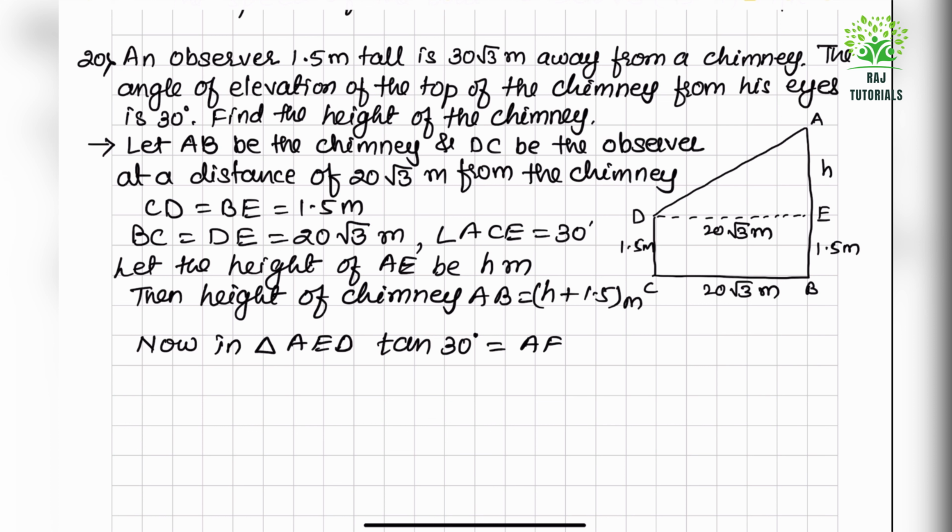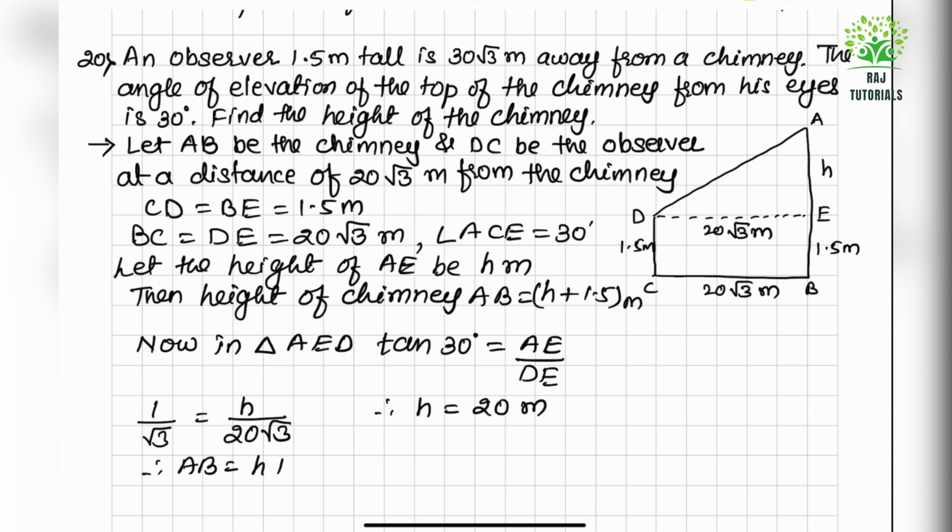Now in triangle AED, tan 30 will be equal to AE upon DE. So 1 by root 3 equal to h upon 20 root 3. So therefore h equal to 20 meter. Therefore AB equal to h plus 1.5 meter.